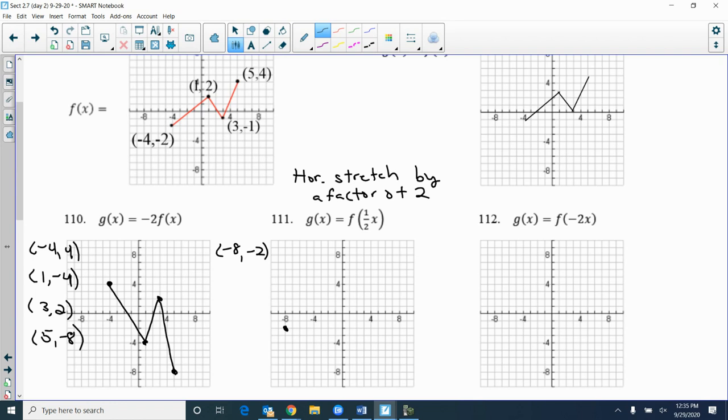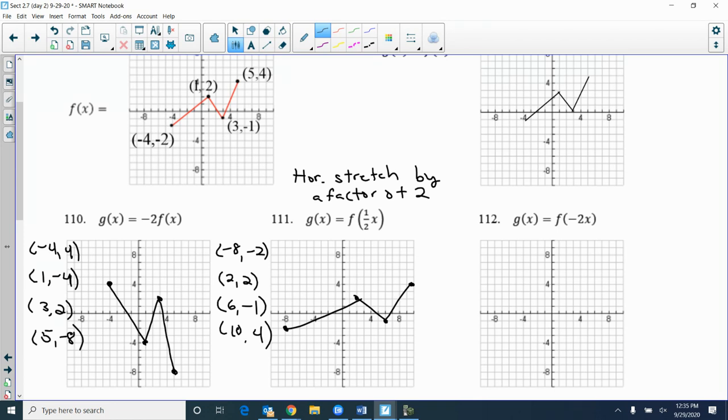So 1, 2 will go to 2, 2. 3, -1 will go to 6, -1. And 5, 4 will go to 10, 4. And then what did I say? 2, 2. I got 6, -1. And then I got 10, 4. Okay. All right, does that make sense there? At least for those two?